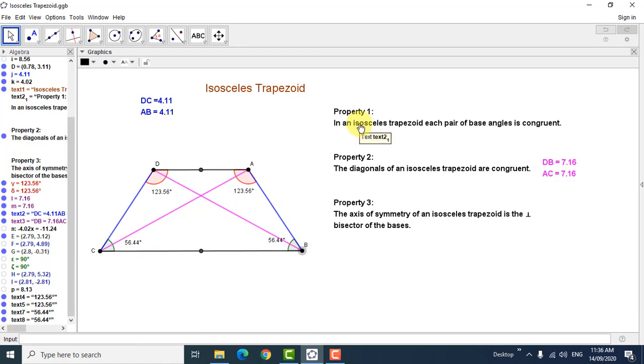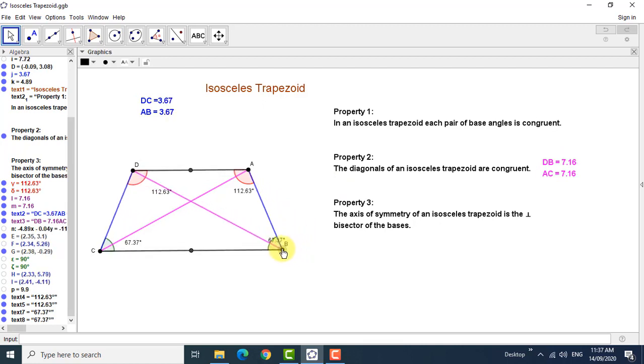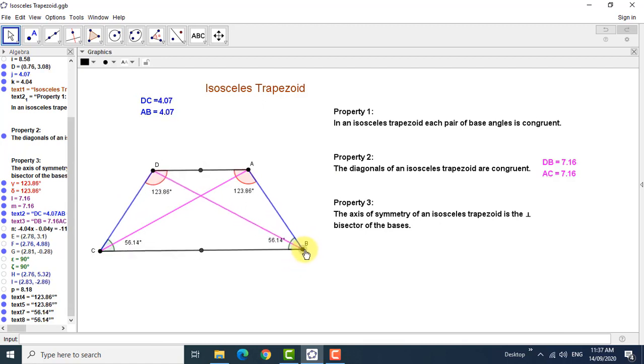Okay. Now, property 1, in an isosceles trapezoid, each pair of base angles is congruent. As we see here, angle D is equal to angle A, and angle C is equal to angle B. If you change the size of the trapezoid, the angles are always equal. Property 2, the diagonals of an isosceles trapezoid are congruent. The diagonals here are AC and DB. These diagonals are equal, as you see here. If we change the size of the trapezoid, the diagonals are always equal.